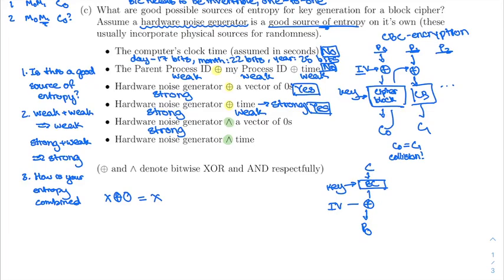So remember from here, for this fifth point, if you have x ANDed with 0, that's going to give you back 0. No matter what your hardware noise generator spits out, because of the AND operation, this is going to be deterministically 0 every time. So this, of course, is a terrible source of key generation, because it's just going to give you a vector of 0, so it's no.